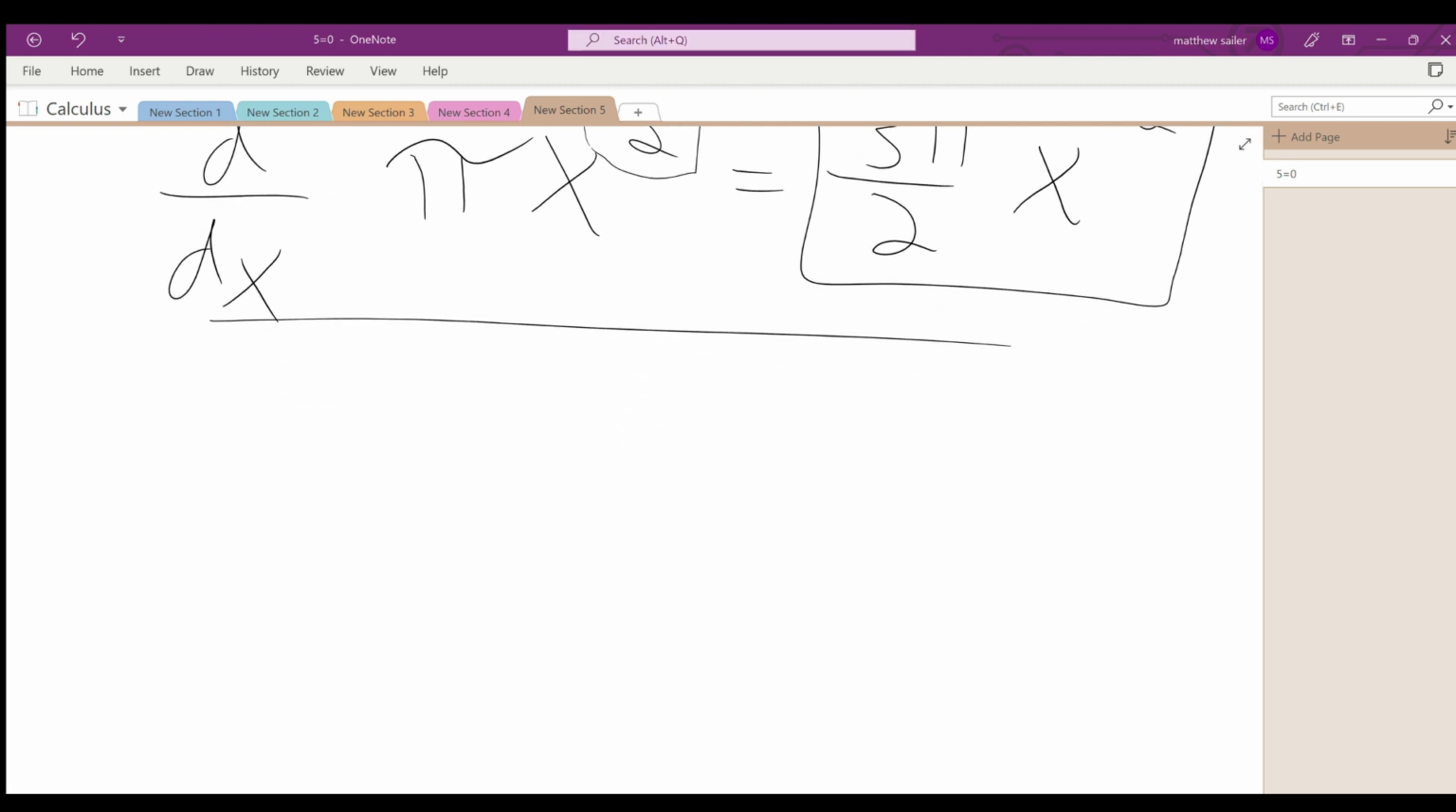Alright, and that is this. Let's see, where was the rule for exponents? That was this power rule here that we just went through. Alright, now derivatives have a couple different properties.